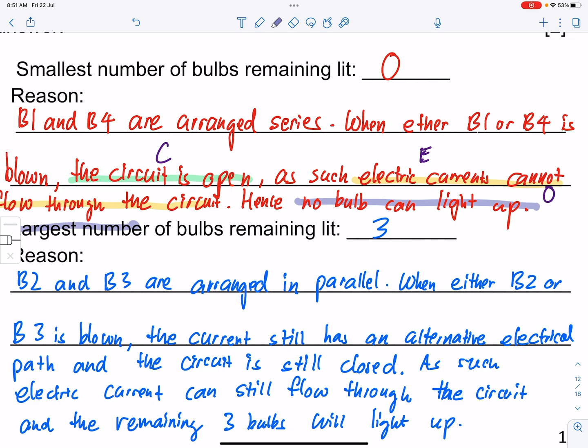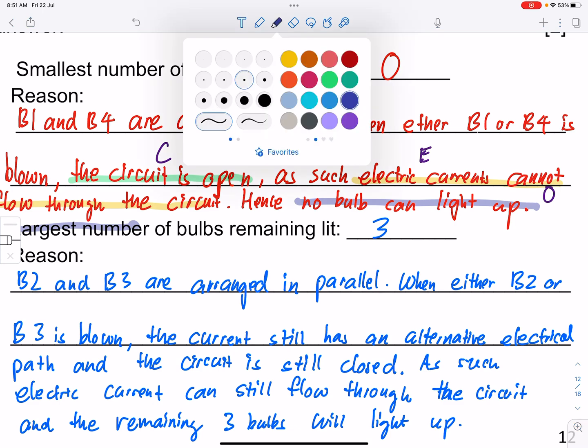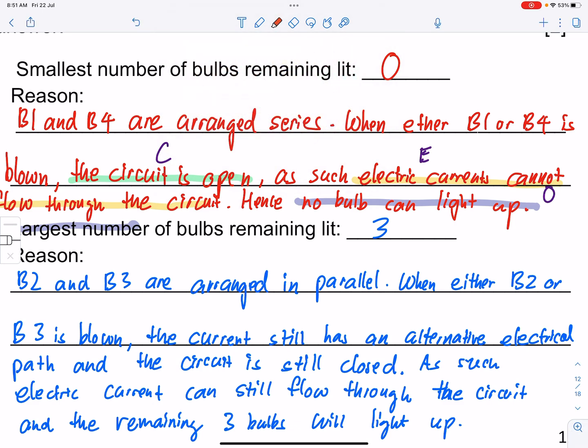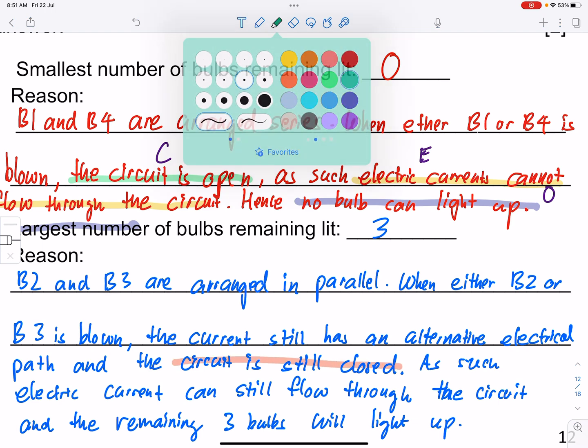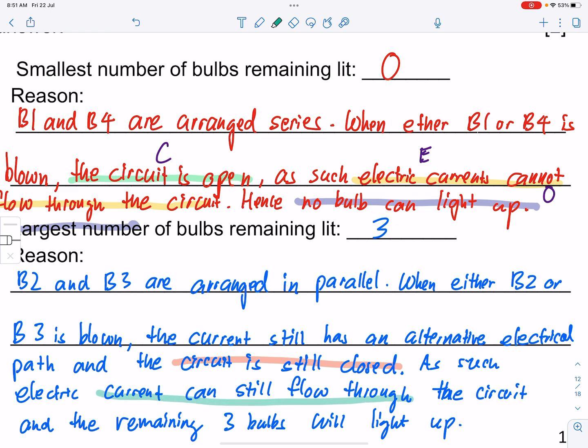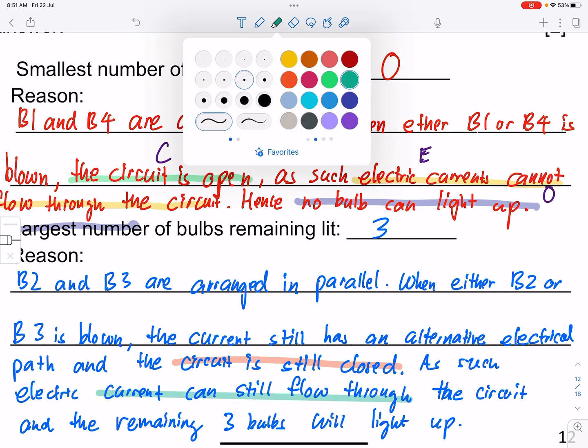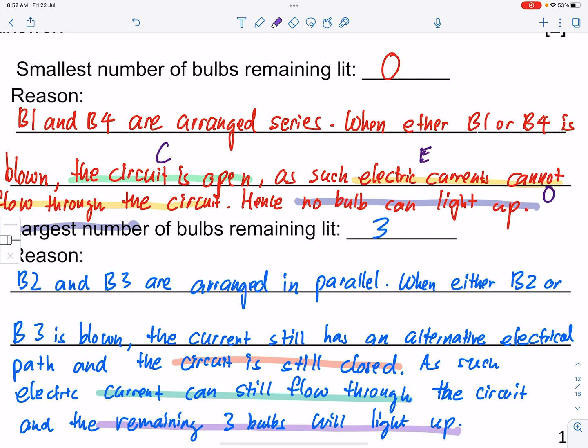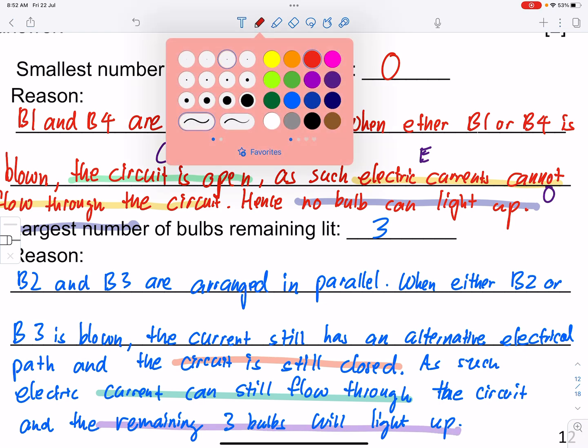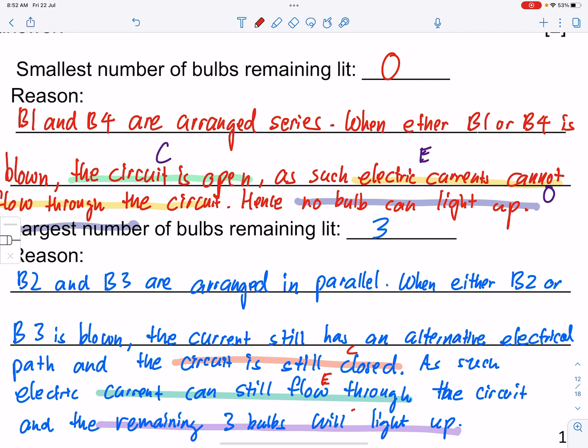So where is your CEO? Your C is here: circuit is still closed. Your E is here: electric current can still flow through. And your O is here. C, E, and O. Please annotate. Now, this question is a little bit different, not so straightforward. You have to talk about something new, which is the alternative pathway.